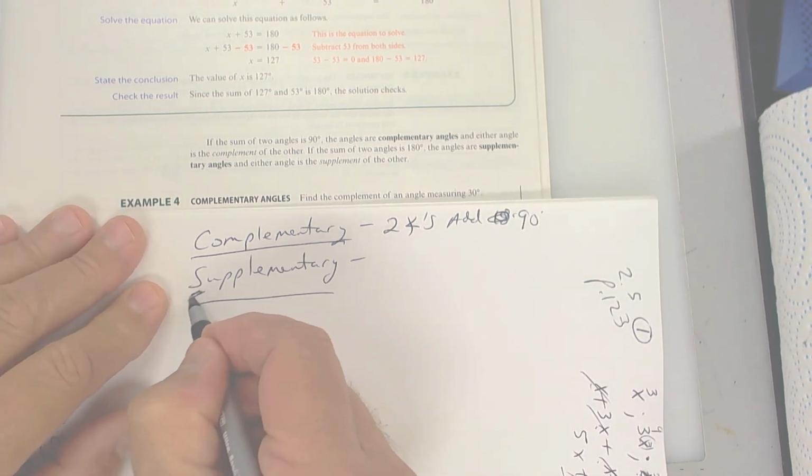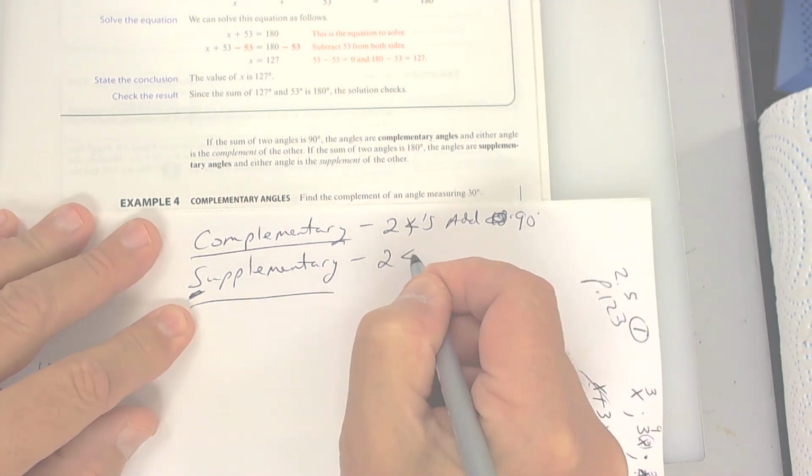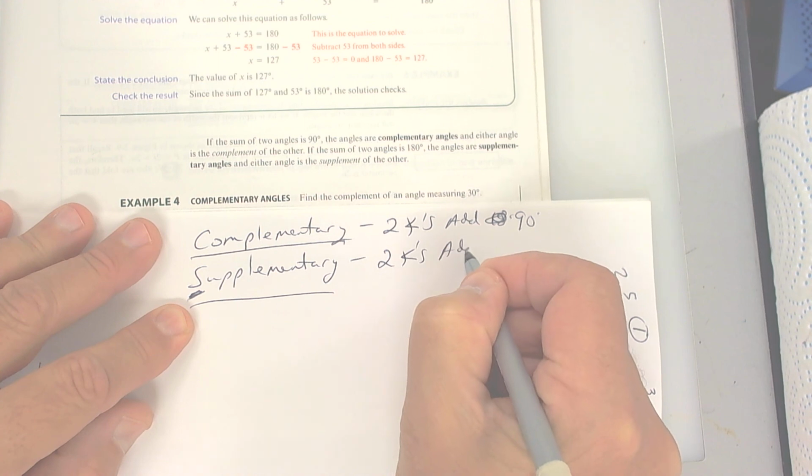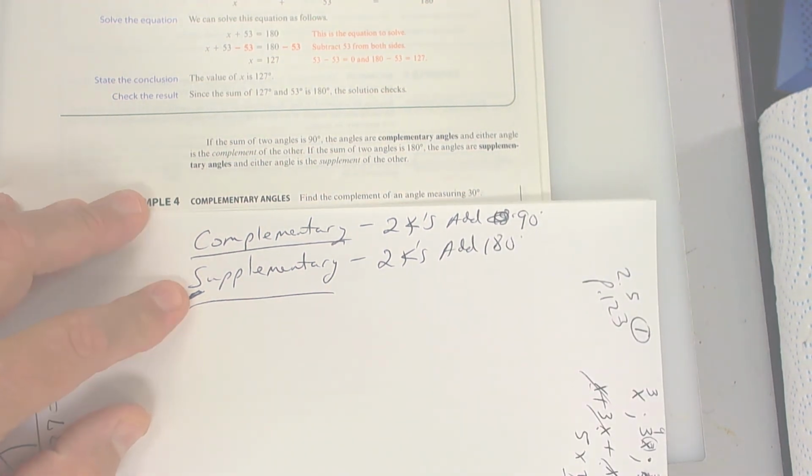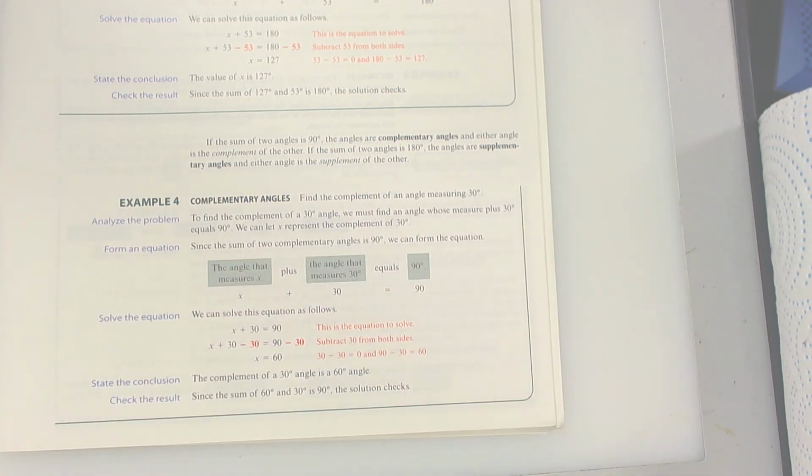Supplementary is two angles that add up to 180. Supplementary is like Superman, it's bigger. So it's two angles that add up to 180. Okay? So complementary is 90, supplementary is 180. Okay, remember that. Okay, let's talk about the next one.